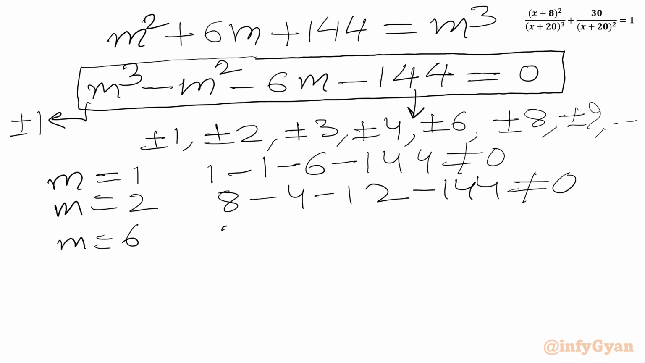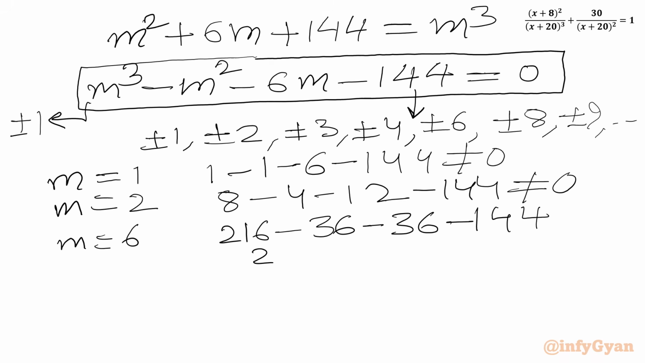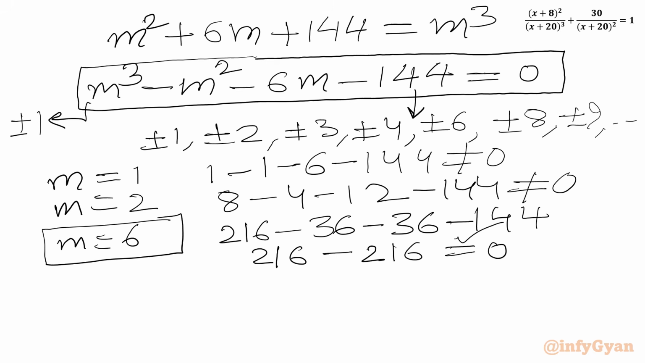Let me plug in m equal to 6. So 6 cube is 216, 6 square is 36, 6 times 6 is 36, minus 144. So 216, 36, 36, 144. This will add up to 0. So yes, this time it is satisfying our equation. So we will write m equal to 6.